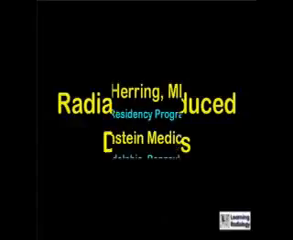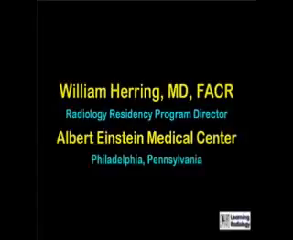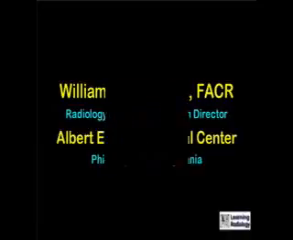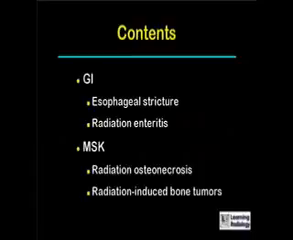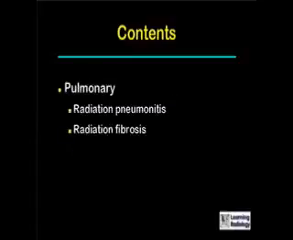Radiation-Induced Diseases. Hello, I'm William Herring from Albert Einstein Medical Center in Philadelphia. Today we're going to talk about the effects of radiation on the GI tract in producing esophageal strictures and radiation enteritis, on the musculoskeletal system in producing radiation osteonecrosis and radiation-induced bone tumors, on the lungs in producing radiation pneumonitis and radiation fibrosis, and then a little bit about thoratrest.